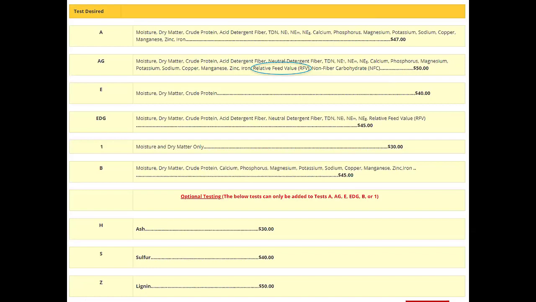We take more phosphorus and potassium off our forage fields than we do our corn or soybean or wheat fields. All right. So knowing what you're pulling off, what you need to replace, is just as important as what you're feeding to that animal and whether you need to make up any deficiencies that you have. But other optional testings, you can add ash, sulfur, lignin.